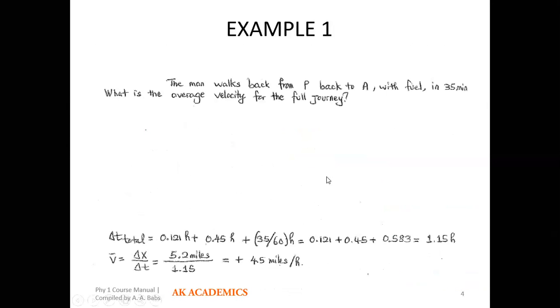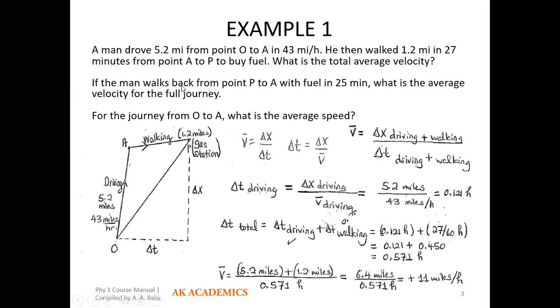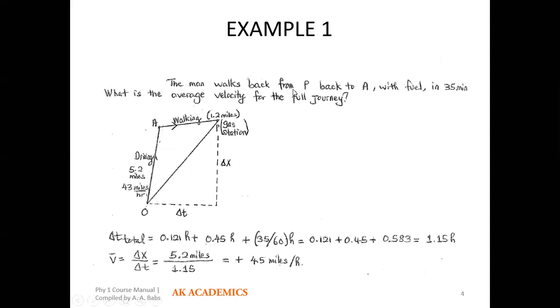In the second question, what did they ask us to look for? It was said that if the man walks back from point P to A with fuel in 25 minutes, what would be the average velocity for the full journey? So here it is. The man walks back from P to A with fuel in 35 minutes.